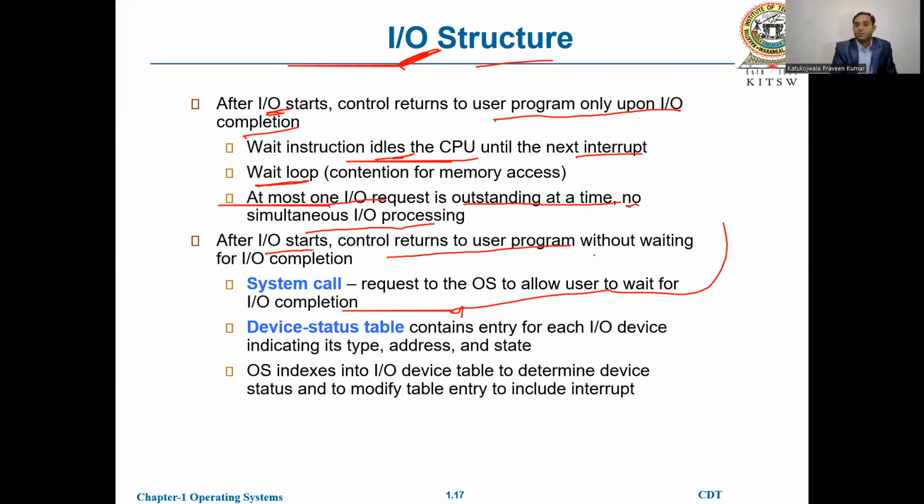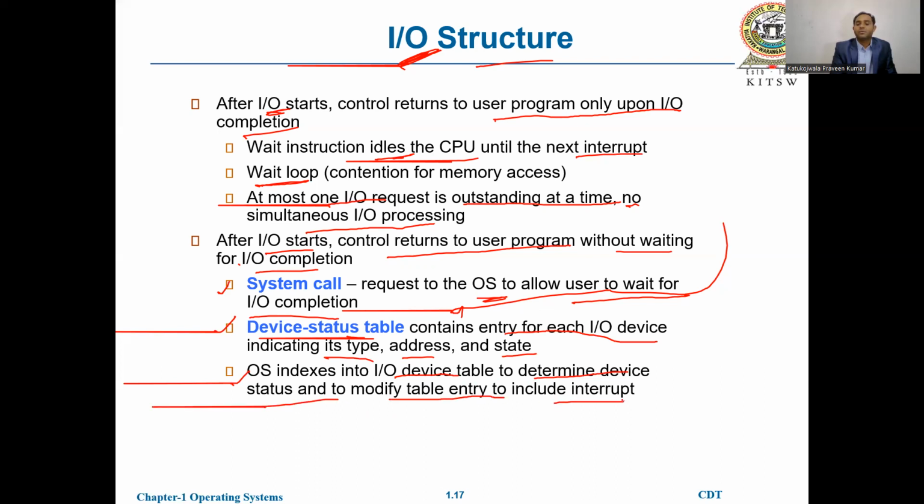After I/O starts, control returns to the user program without waiting for I/O completion. So there are two things, system calls and the device status table. A system call requests the operating system to allow the user to wait for I/O completion. The device status table contains an entry for each I/O device indicating its type, address, and state. The OS indexes into the I/O device table to determine device status and to modify the table entry to include the interrupt. So whenever you are utilizing one I/O device, your OS is going to make some index. If that particular I/O device is busy, it will give a busy signal. Then a wait signal will come for the next user.